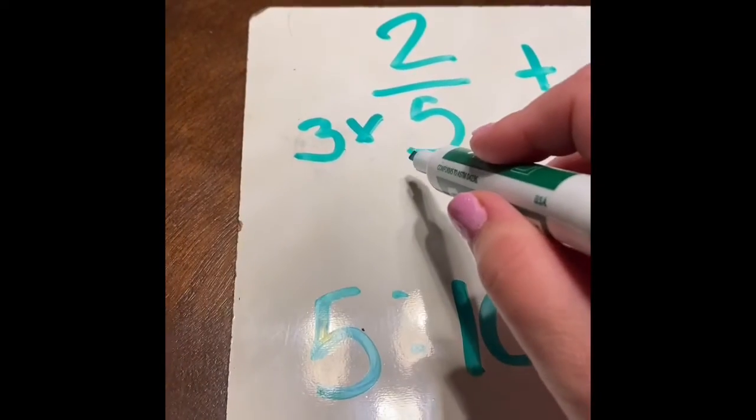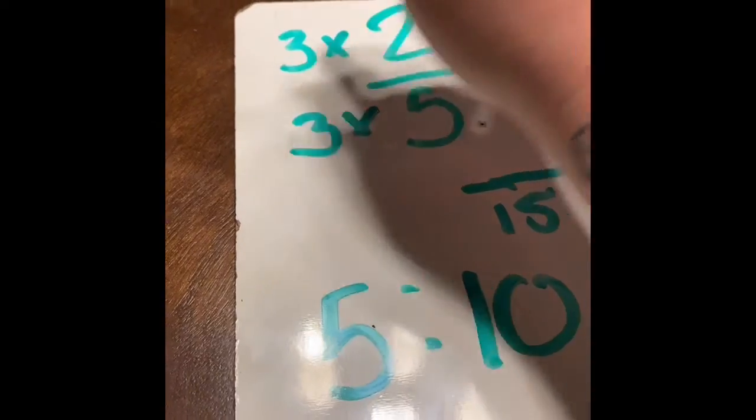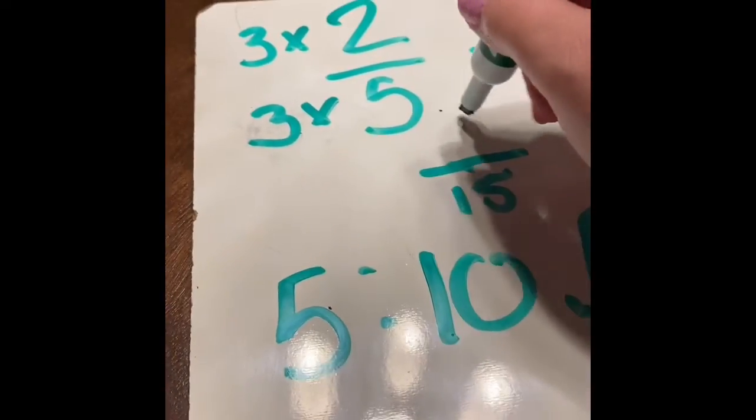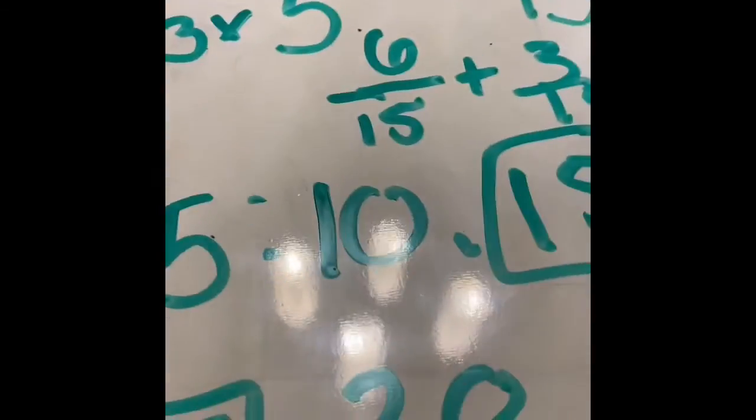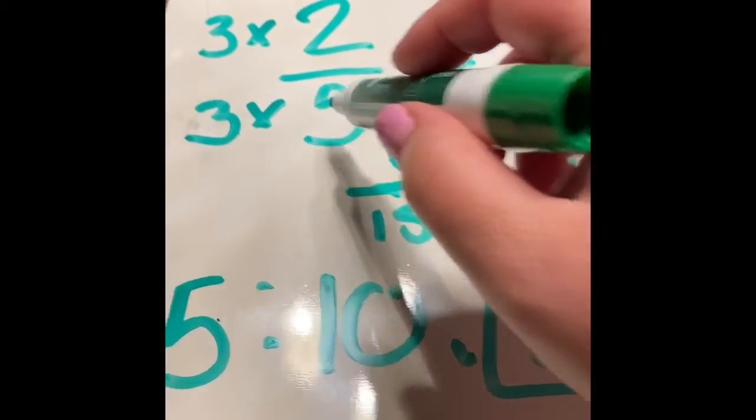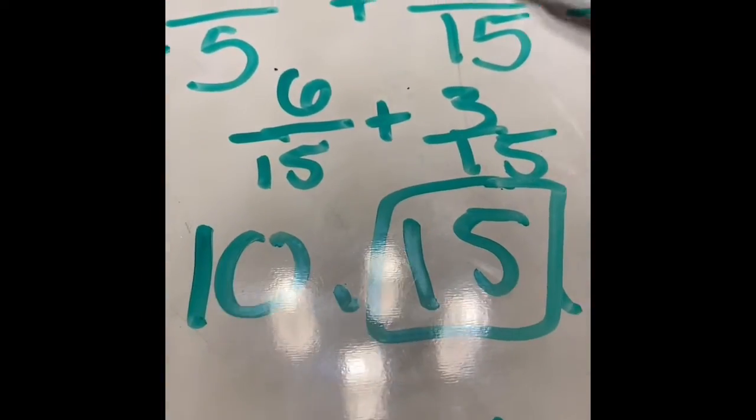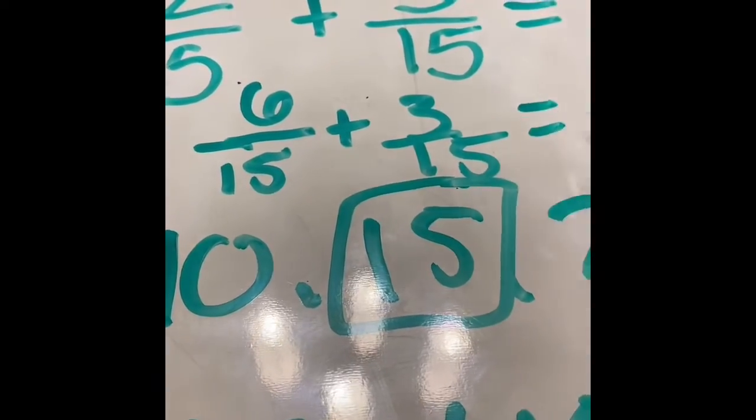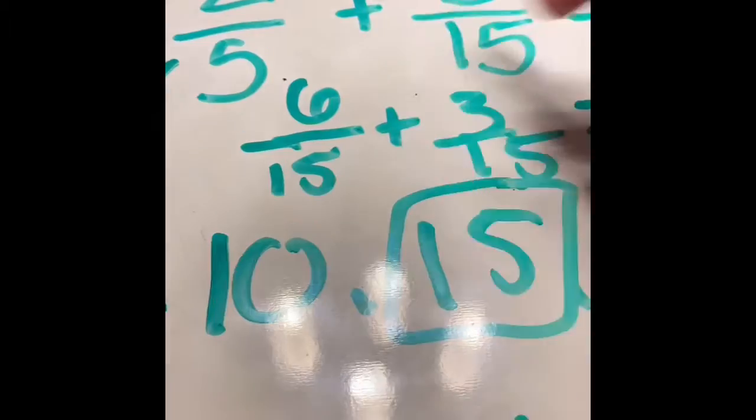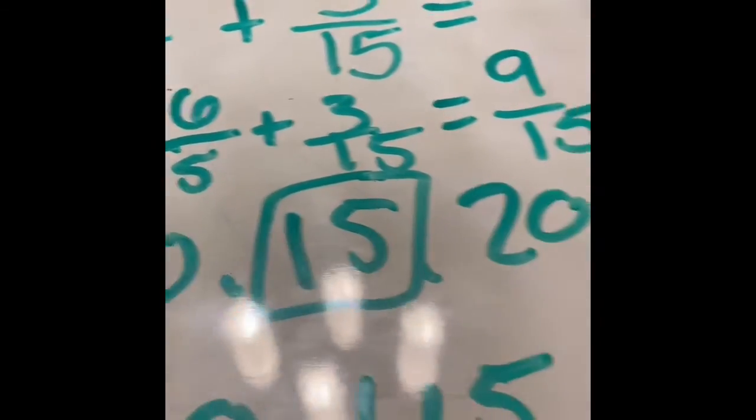Whatever I do to the bottom, I need to do the exact same thing to the top. 3 times 2 is 6, okay? So 2/5 is now 6/15, and this stays the same because this already had the common denominator of 15, and now I can easily add them as 9/15.